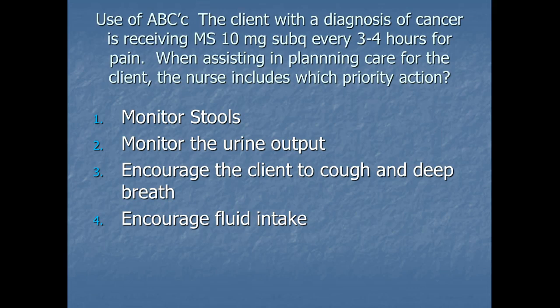When assisting and planning care for the client, the nurse includes which priority action? You look at the answers, 3 are all alike. I'll give you a minute just to take a look and see if you can decide which 3 look alike. So if you look at 1, 2, and 4, they're all about intake and output. 3 relates to coughing and deep breathing. That's different than the other 3. So there's a test-taking strategy there. It's ABCs. It's the longest answer. So there's a couple different ways to come to that answer if you didn't know how to answer it.